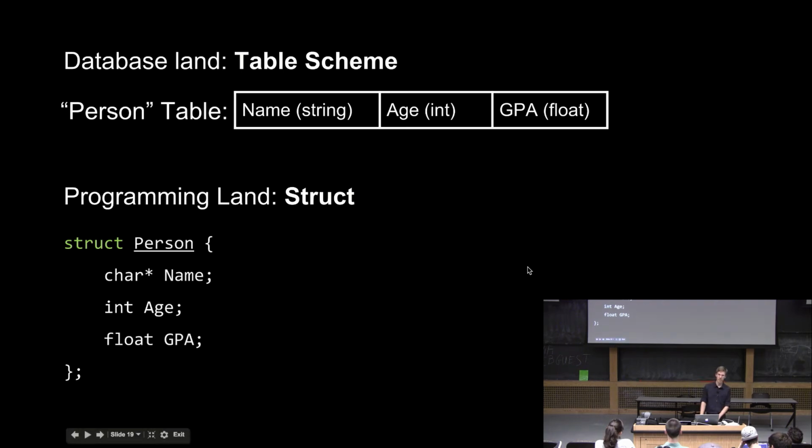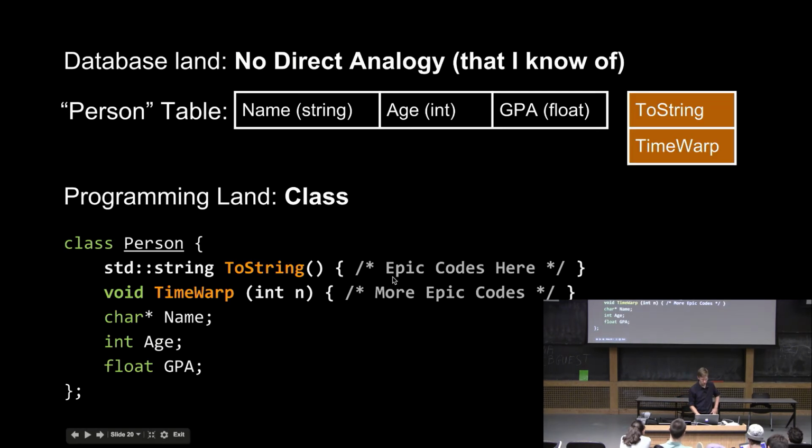So let's go back to database land and look at what this could look like. There isn't really a direct analogy to this in databases, so I'm kind of stretching here. So our database has 3 fields in it, right? Name, age, and GPA. One's a string, one's an int, one's a float. And this is what it looks like for a struct. Now let's move that over to classes. We've got the exact same 3 chunks of data here. Here they are right here. Char star name, int age, float GPA.